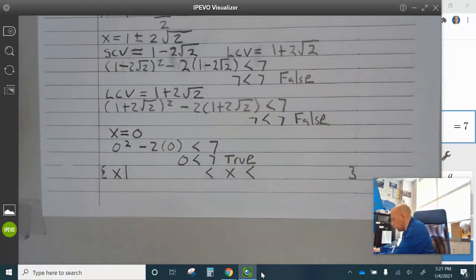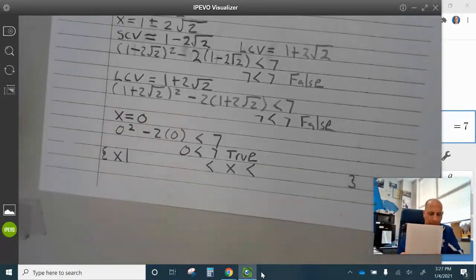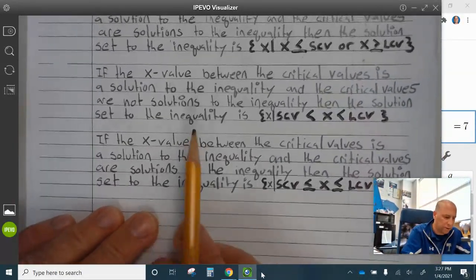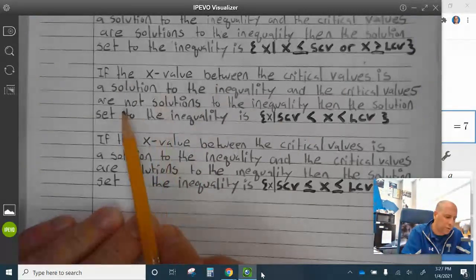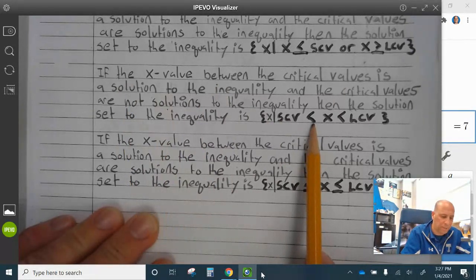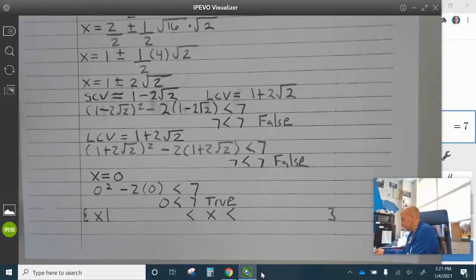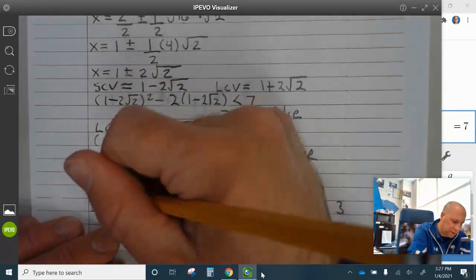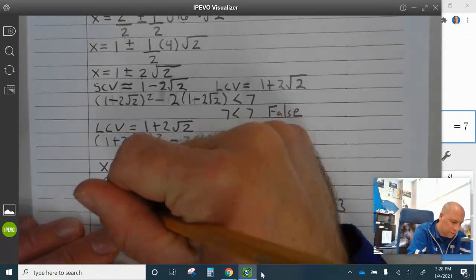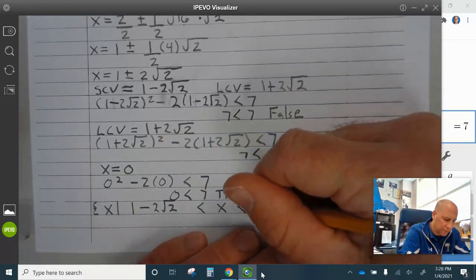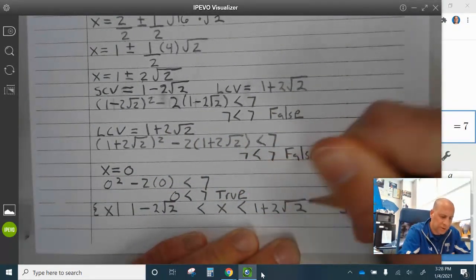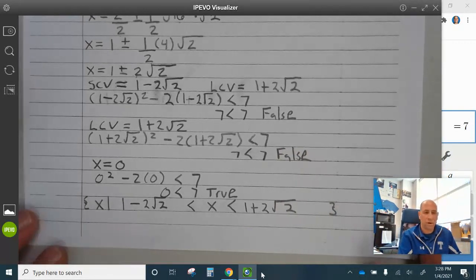Okay, so going back to our notes, in this case, it's right here. If the x values between the critical values are solutions, and the critical values are not solutions, we use this format right here. So this is x such that 1 minus 2 square roots of 2 is less than x, which is less than 1 plus 2 square roots of 2. All right, go ahead and finish up example 3.